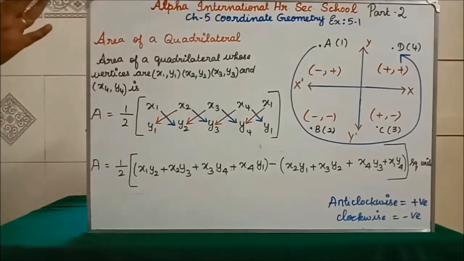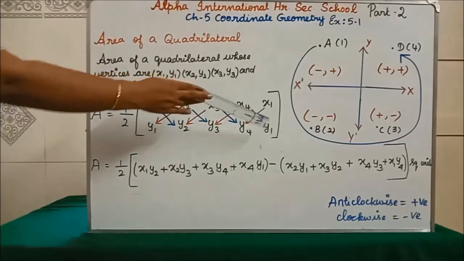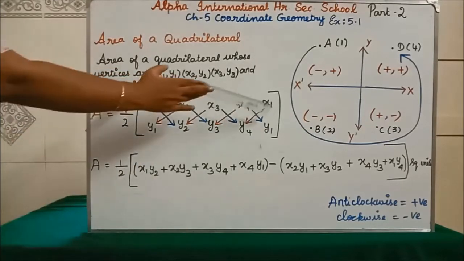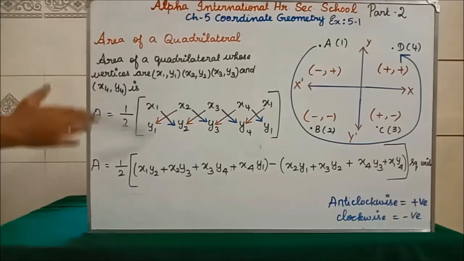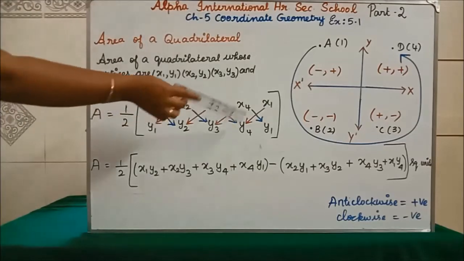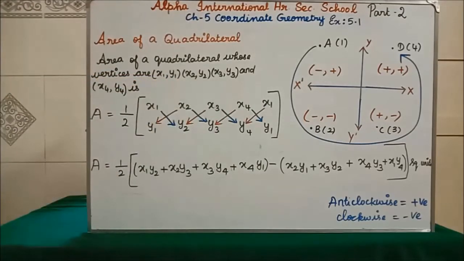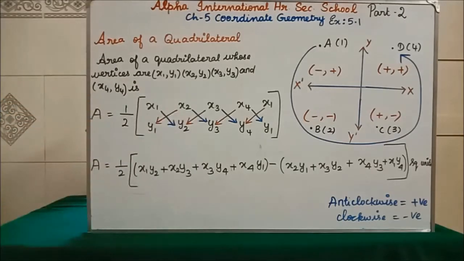How did we do it in the area of a triangle? Whatever we write first, we write again at the last, isn't it? See, x1, y1, x1, y1. Here we have 4 vertices, which means we have to write 5 columns. Clear? 3 vertices means you have to write 4 columns. Keep that in mind. If you write only 4, you will surely get the wrong answer. Clear? Now you don't need to memorize the formula. From this itself you can easily write your formula.